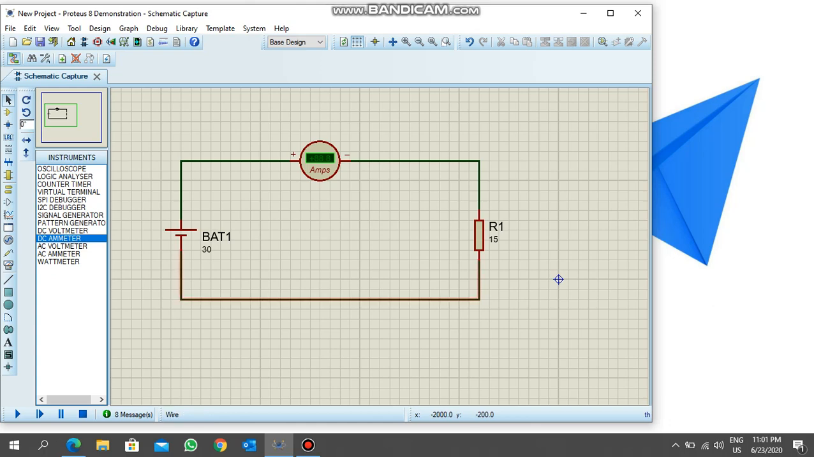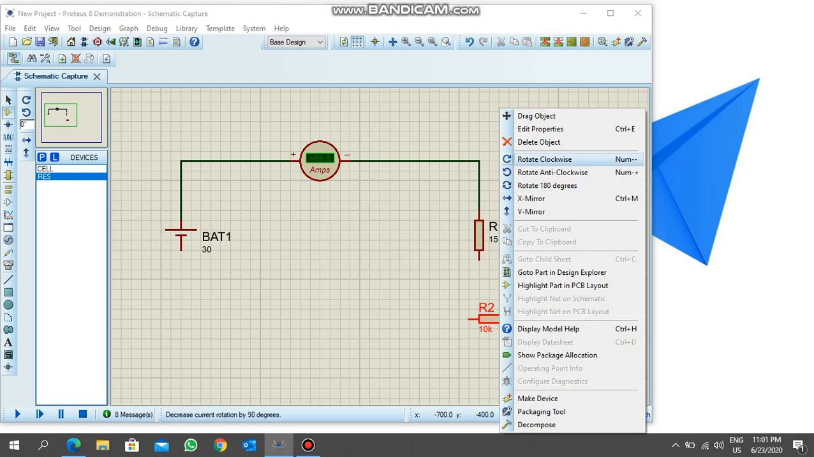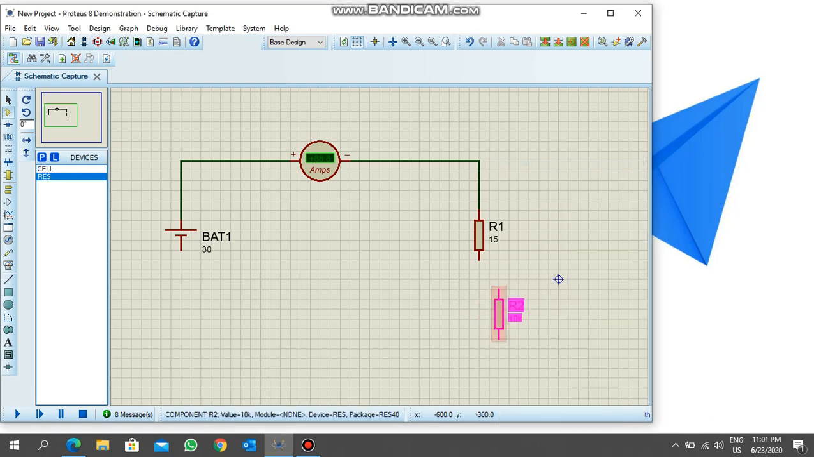So let's delete this connection, go in the component mode, take the resistance, and let's add one more resistance here, clockwise. Let's put these two resistors in series. I am putting this in series to make it simple for you, so that all of you can understand easily.